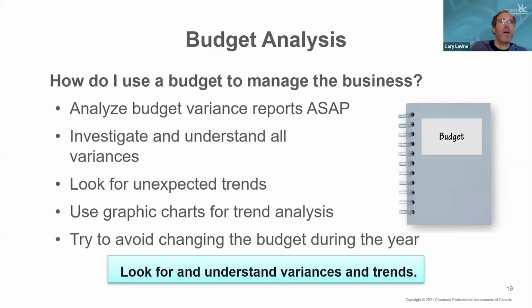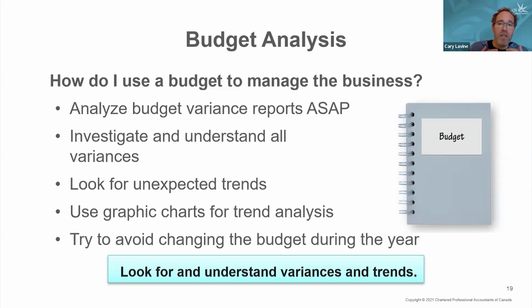So again, we talked about the way you would use a budget is you would look at the budget variances, and you don't want to wait till the end of the year to do that. You want to do that monthly or quarterly, ideally. You want to look for unexpected trends and understand the differences.